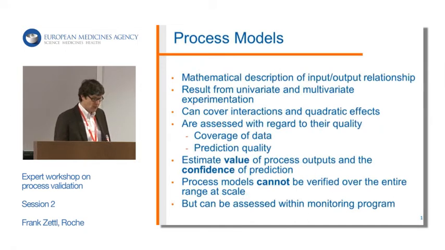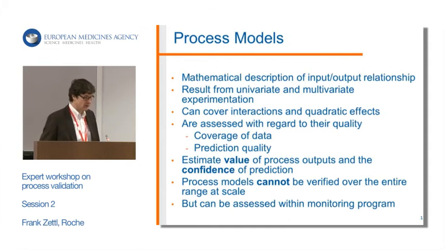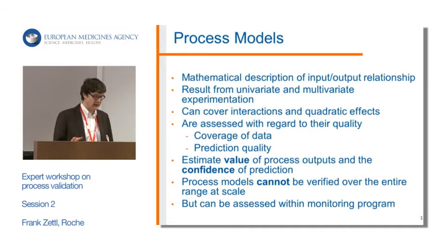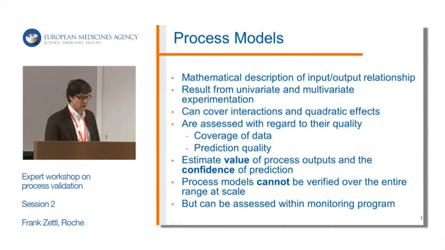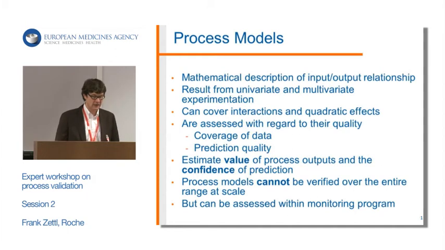Okay, so a lot of things about scale-down models. Now, I think it's important to also make the distinction between scale-down model and process model. There is maybe some confusion, and there's a certain gray zone between these two things. But we usually consider a process model as a mathematical description of input-output relationships. So these are usually models that come from DOE studies or multivariate studies. They result from univariate and multivariate experimentation.